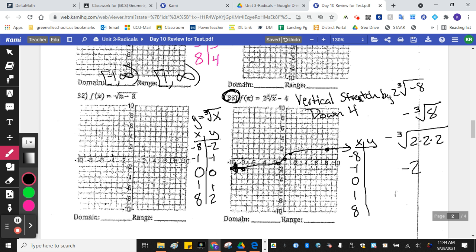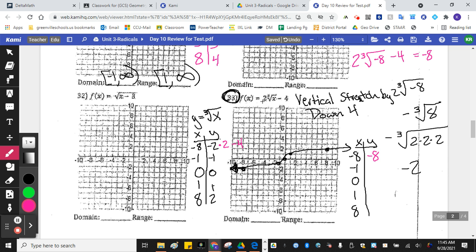Y values are going to be multiplied by 2 and then move down 4. Minus 4. So I'm going to take negative 2, multiply it by 2, and move down 4. So negative 2 times 2 is negative 4. Minus 4 is negative 8. That's a long, complicated way to do it, or you can just plug it into your calculator. You're going to be doing 2 cube root of negative 8 minus 4. And I just put that in my calculator and get negative 8.